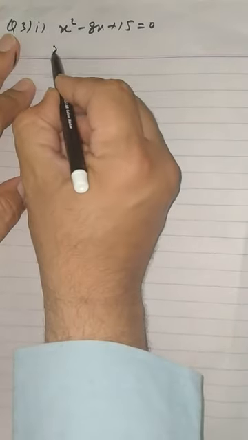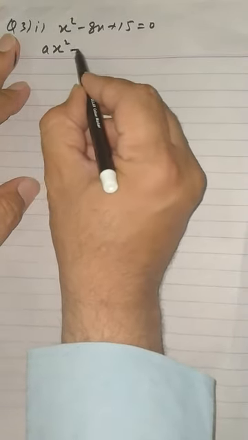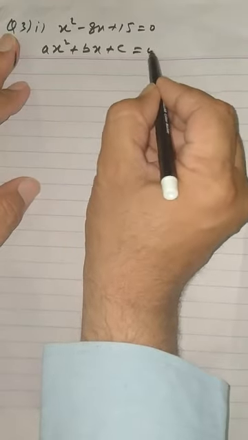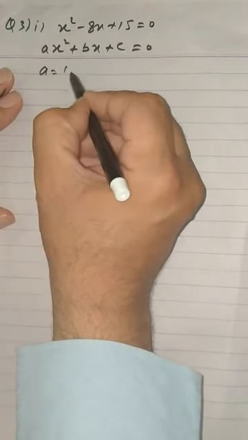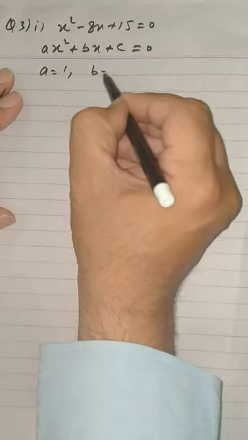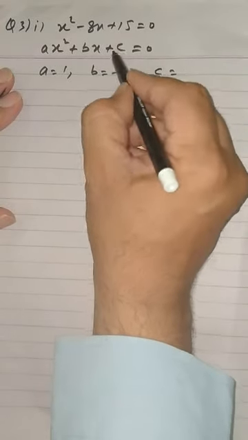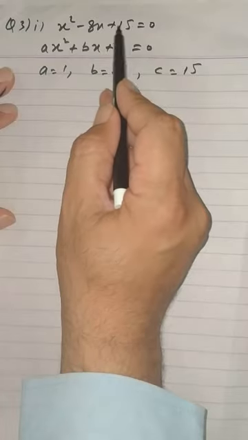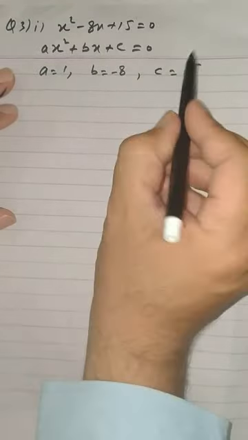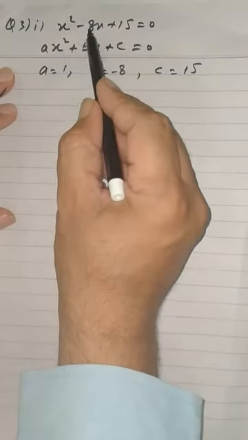Now question number 3 part first is x square minus 8x plus 15 equals 0. Compare it with the equation ax square plus bx plus c equals 0, which is the general form of a quadratic equation. So here the a value is 1, the b value is minus 8, and the c value is 15. We will take the sign along with it. Here it is plus 15, so we will just write 15. But here it is minus 8, so we will take b equals minus 8.